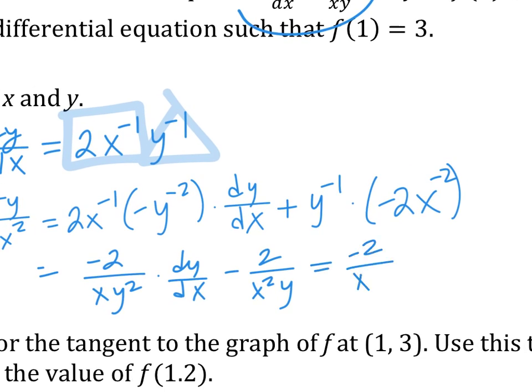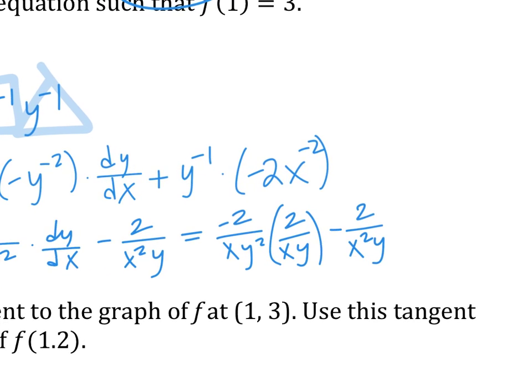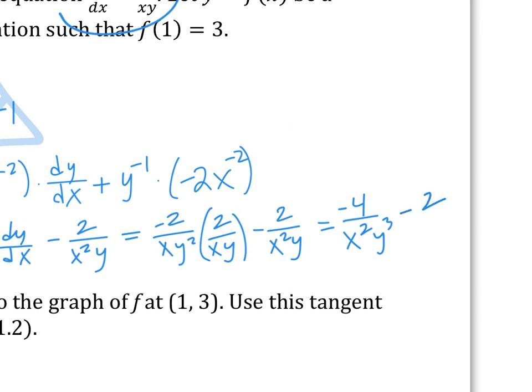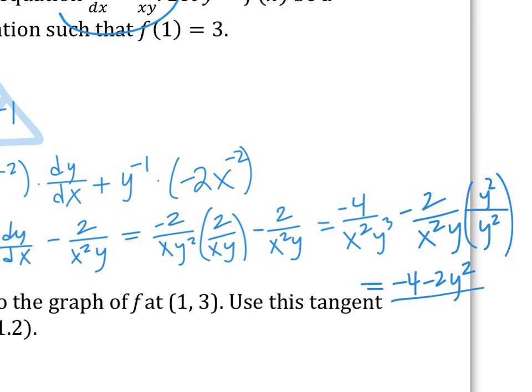So negative 2 over xy squared, times 2 over xy, minus 2 over x squared y. And at this time, just clean everything up. Negative 4 over x squared y cubed minus 2 over x squared y. Going to multiply by y squared here. So that is negative 4 minus 2y squared over x squared y cubed.